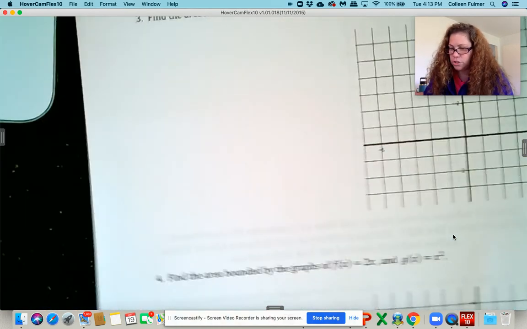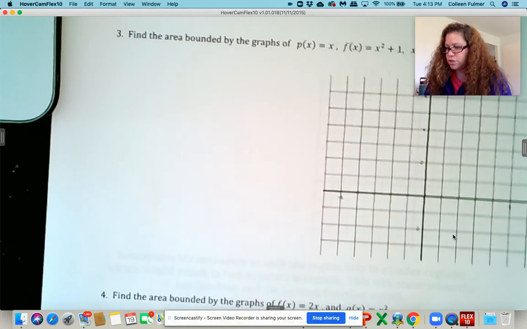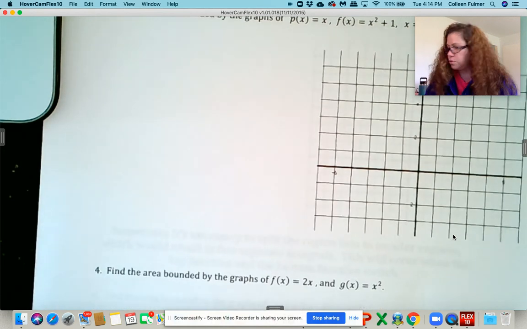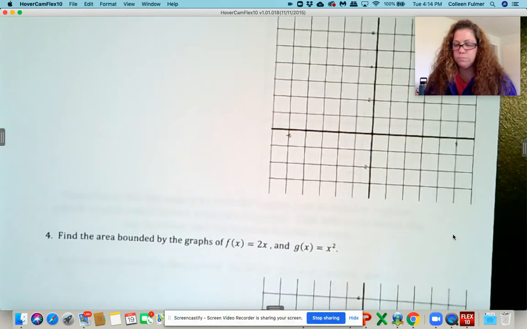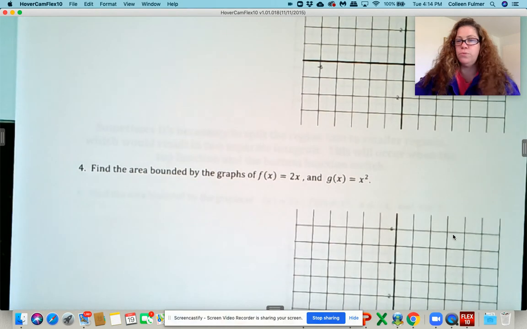What I would like for you guys to do is just try 3 and 4. Now, I did not graph them for you. If you need to use Desmos, you want to use your graphing calculator, you want to plot them by hand, whatever you want to do, but I just want you to try 3 and 4.